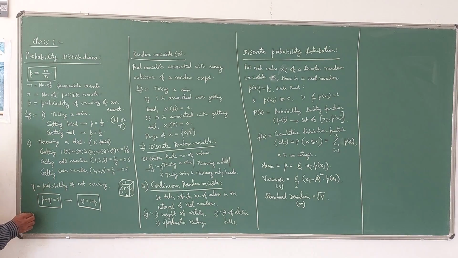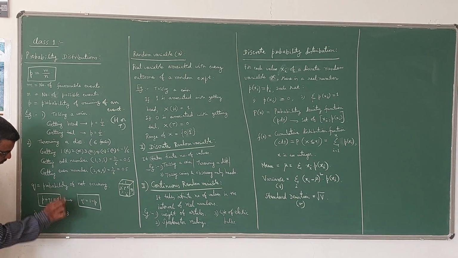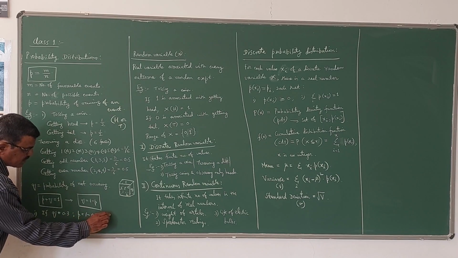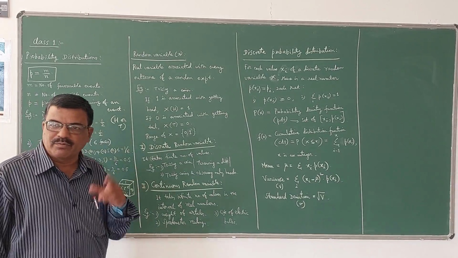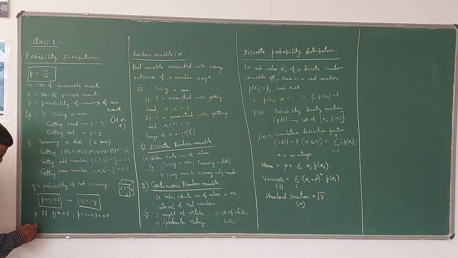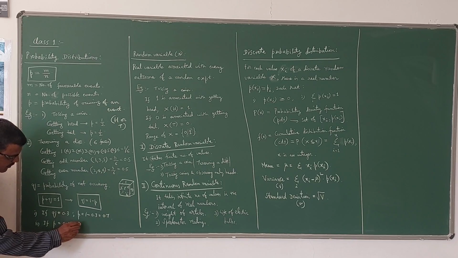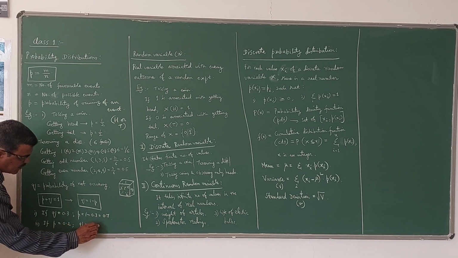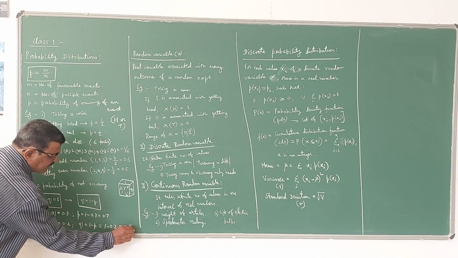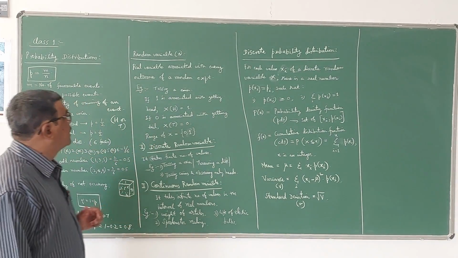For example, if the probability of not occurring Q is 0.3, then P will be 1 minus 0.3, that is 0.7. The probability of occurrence will be 0.7 if the probability of not occurring is 0.3. Similarly, if the probability of occurring P is 0.2, then the probability of non-occurring is 1 minus P, which is 1 minus 0.2, which is 0.8. This is how we have to find occurring and non-occurring probabilities.